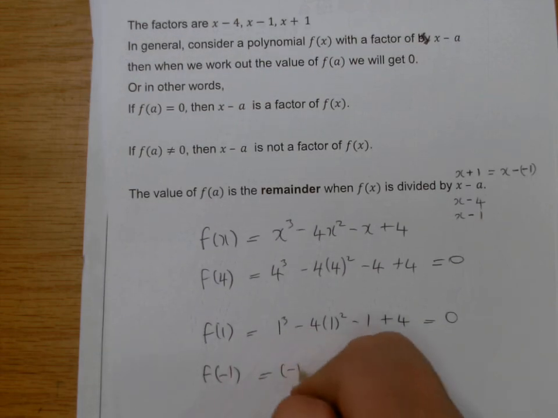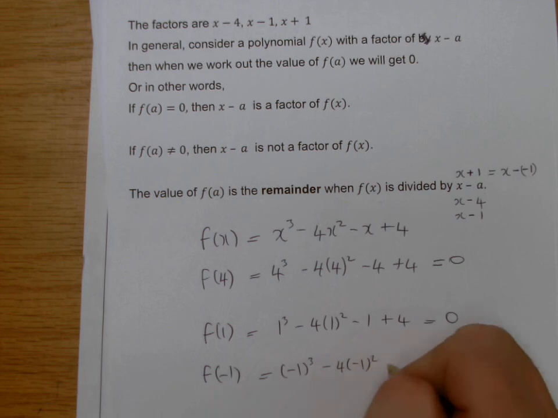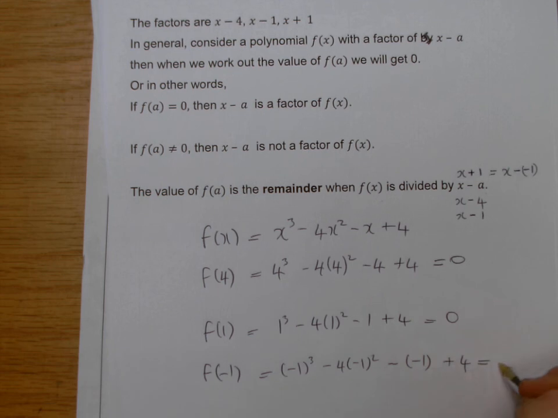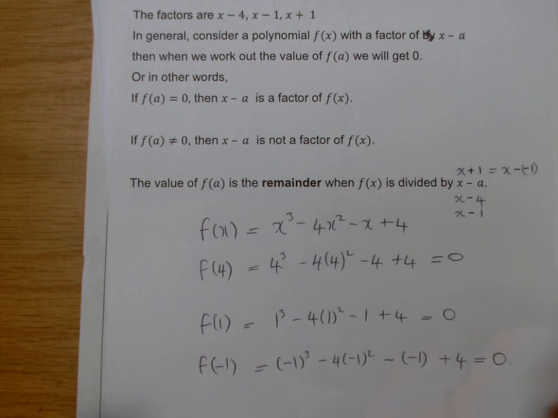So if I put minus 1 all cubed in, minus 4 times minus 1 all squared, minus x, so there'll be minus 1, plus 4, it comes out to be 0 again. Put any other value in, it won't be 0, because that would represent something that is not a factor. We're going to learn about this by example, so don't worry if you didn't quite get that. It's worth watching the video again, a couple of times, till it sinks in, and then look at the examples, and the examples will really help.